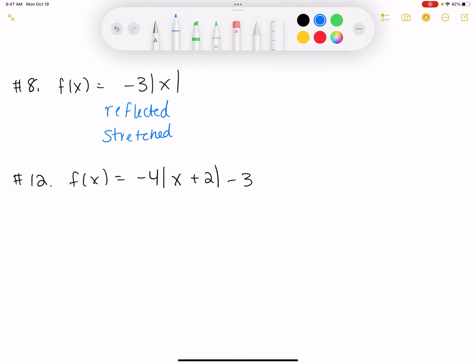Am I being reflected? Yes. Okay, negative signs are reflected. Stretched or compressed? Stretch. What direction are we going? Left 2. Up or down? Down 3. And you're done.